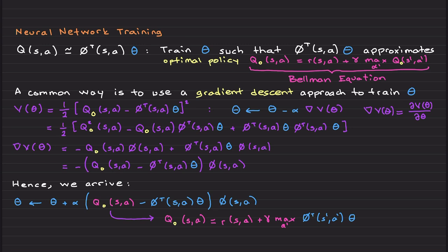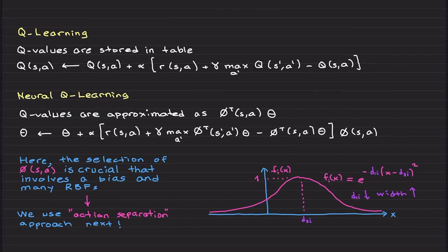We are going to see more examples. I'm going to discuss how to appropriately select the basis. Let's move on. So in Q-learning, basically, we were using this Q-learning update law, if you wish, right?